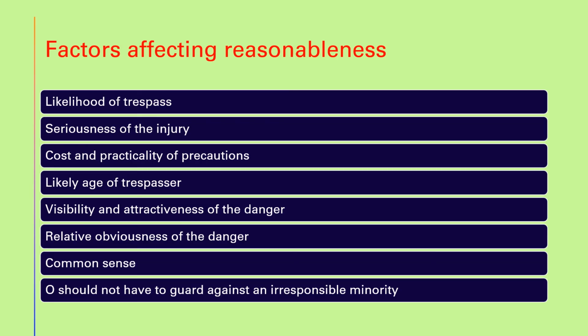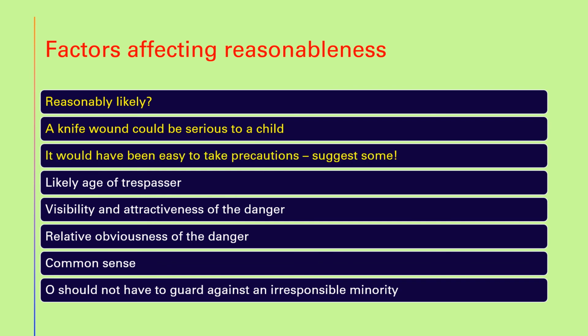But in terms of factors which might affect reasonableness, so just taking that little step further: how likely was the trespass? Well, it's quite reasonably likely. Kids are about, they will go where they want to. How serious was it? It could be serious to a child, a knife wound. The personal injury could be quite serious. Would it have been easy to take precautions? Yes, it would. Now, in your scenario, make sure you suggest some. In this case, we already have.